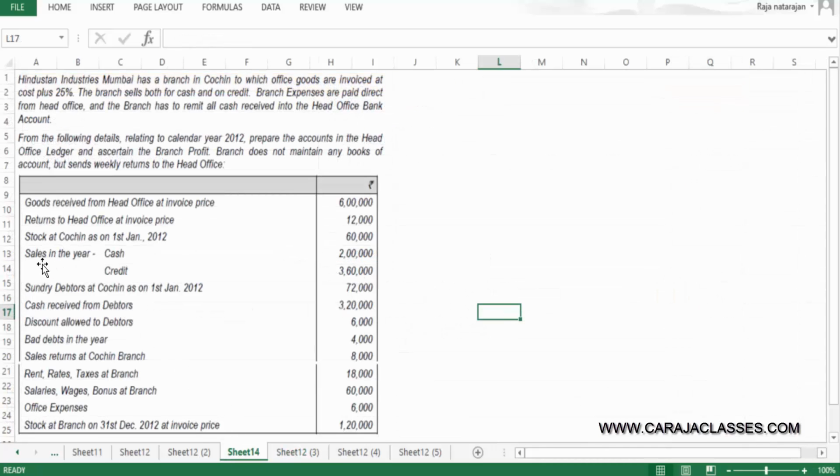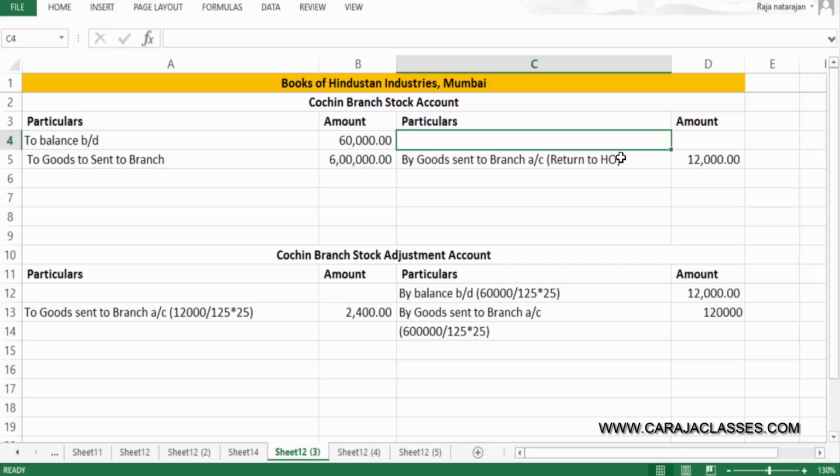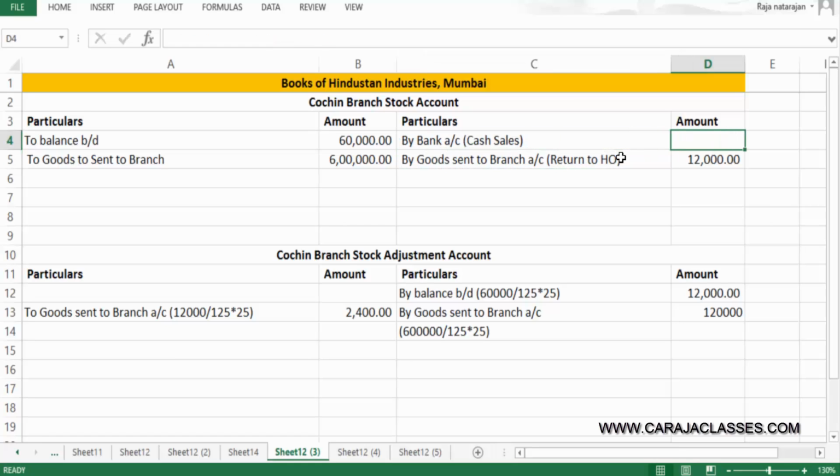Next item, sales in the year, cash is 200,000, credit is 360,000. Both the sales will reduce the branch stock. So here, see, this is the branch stock. Now this will get reduced, it means you will credit. So first we'll capture the cash sales. We'll say by bank account, within bracket cash sales, and what is the amount involved? It is 200,000.